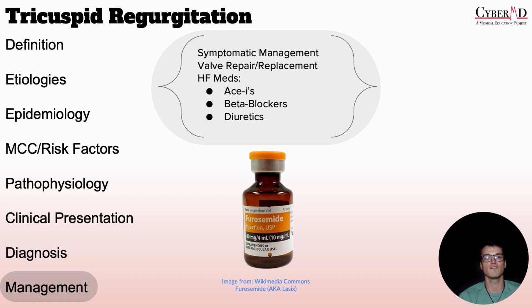Finally, the management of tricuspid regurgitation is going to aim to treat the symptoms as well as the underlying cause. If the case is really severe, there may be surgical intervention that is required. Additionally, lifestyle modifications and medications could also be prescribed to manage the symptoms of heart failure that come along with tricuspid regurgitation. These medications may include ACE inhibitors, beta blockers, or diuretics if the etiology itself is heart failure.